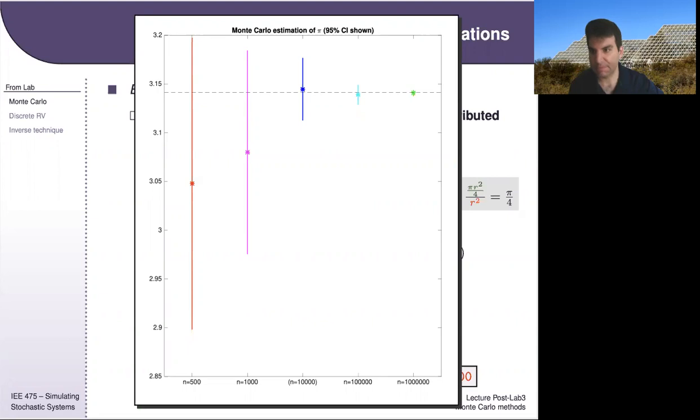I was kind of wondering, just looking at the data that you have right now, it looks like the mean for the ones with N500 is so much further, like towards 3.05 instead of 3.15. Do you have any explanation for that?